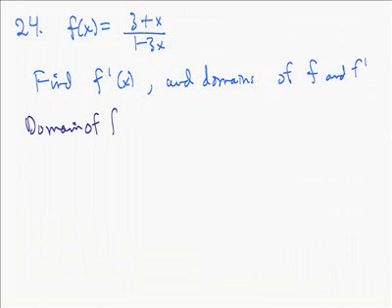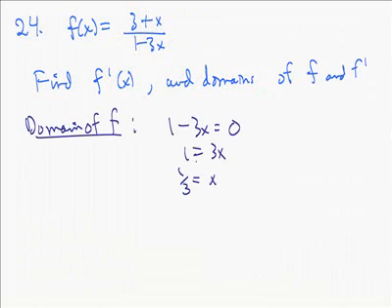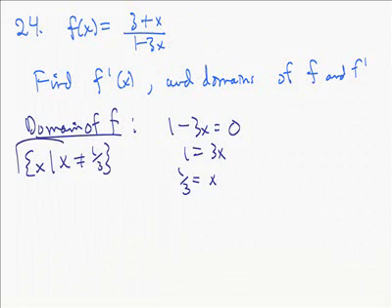We can see that this is a rational function. It's only going to be undefined where our denominator is equal to 0. So we set our denominator equal to 0: 1 equals 3x, x equals 1/3. So the domain of f is going to be all x as long as x does not equal 1/3. If we put 1/3 in for x, we'll get 0 in our denominator. Alright, now let's go ahead and find f prime of x.